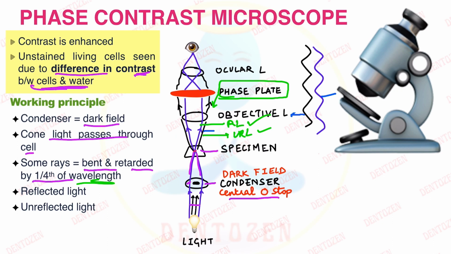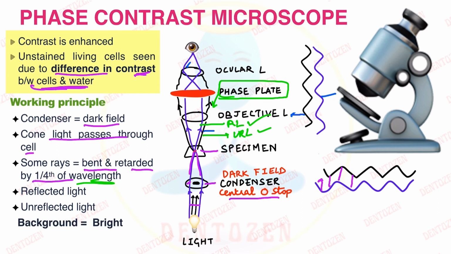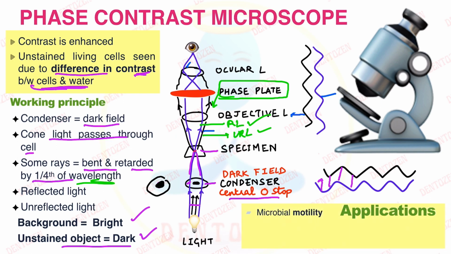Because of the change in the phase, there will be a change in their appearance and in the intensity which is perceived by the eye, and a contrast is created. So the two rays are in different phases, because of which a contrast is produced. The background will be bright and the unstained object will appear dark against a bright background, so a contrast is created. The application of this type of microscopy is for seeing motility of bacteria.